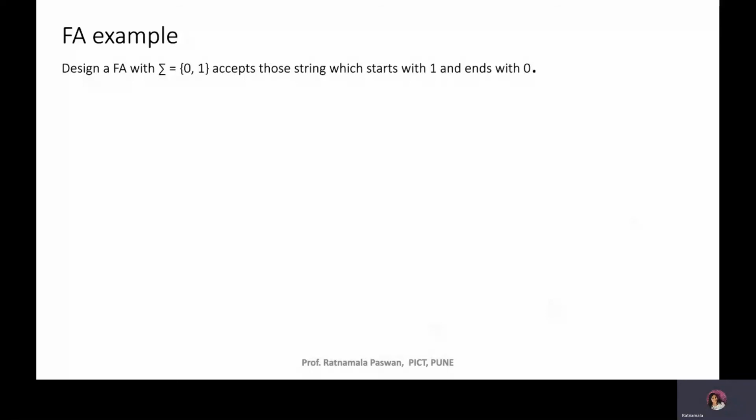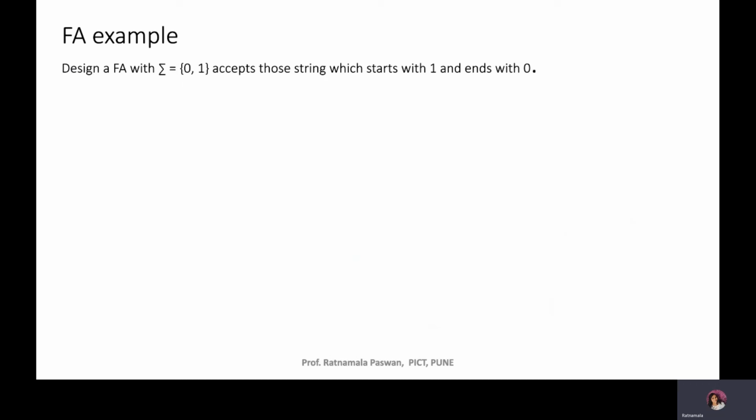and ends with 0. Now only this problem statement is given. Now you have to design the finite automata. Initially when you start designing, you always start with the transition graph.